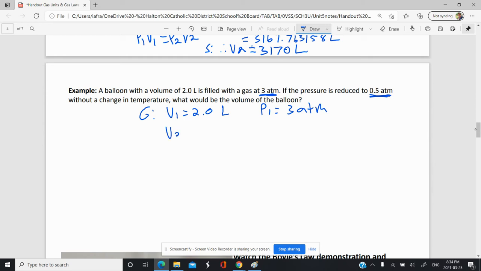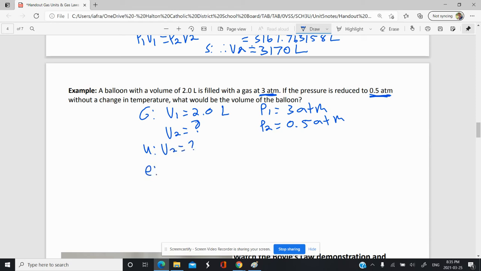We have our V2. We're looking for what the new volume is going to be, so we don't know what that is. And then we have our P2. So we reduced the pressure. And if we reduce the pressure, think about what that means for volume. Volume should go up. It should be higher than 2 liters at the end. We're being asked to find that new volume, V2.